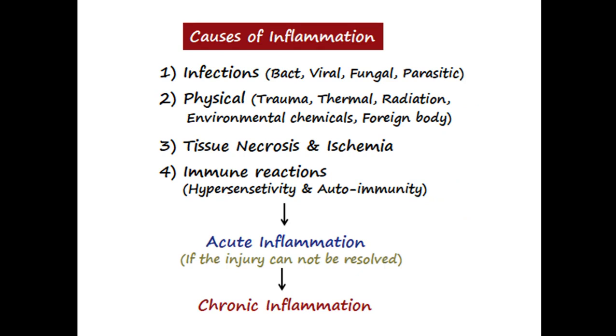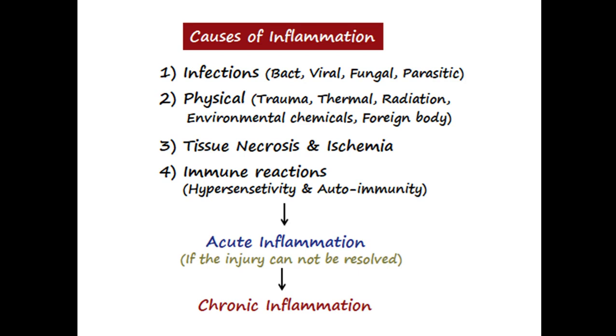Now, what causes inflammation? Number one, infections by microorganisms, and we know that the microorganisms are bacteria, viruses, fungi, parasites, and rickettsia. The second cause of inflammation is physical injury, like trauma, extremes of temperature, and radiation, which is very harmful and damaging, and the various chemicals present in the environment, particularly in industrialized areas, and sometimes a foreign body, like a bullet.